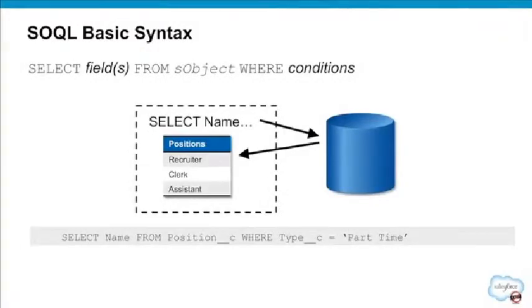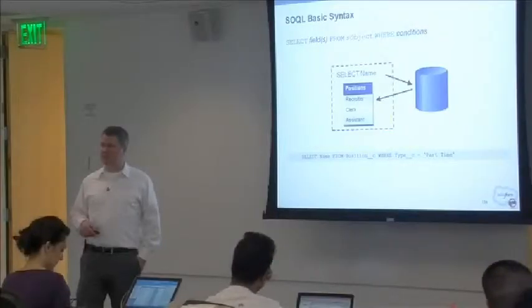So the idea here is that if I execute my SOQL query, I get back a list of records. And here, in this case, I'm selecting name from position where type equals part-time. I get back a list of positions. An important thing to understand about SOQL and the data that you get back is that you get back a strongly typed result. You do not get back a generic result set. You get back a list of positions.